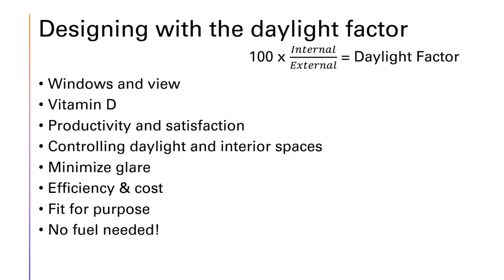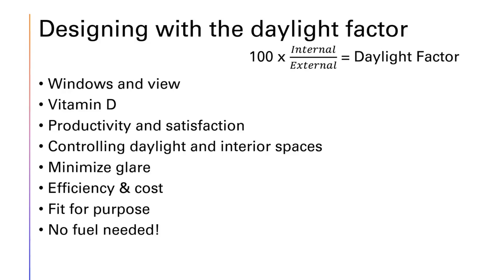So some of the other positives we saw recently, like windows and view. But what about vitamin D? The body synthesises vitamin D with the sunlight creating that reaction once it hits our skin. It's all part of human health, isn't it? Productivity and satisfaction. We've got the efficiency and cost, which is obvious. So the more daylight we can get into a house, the more cost effective it is. It's efficient. It's fit for purpose. No fuel is needed.